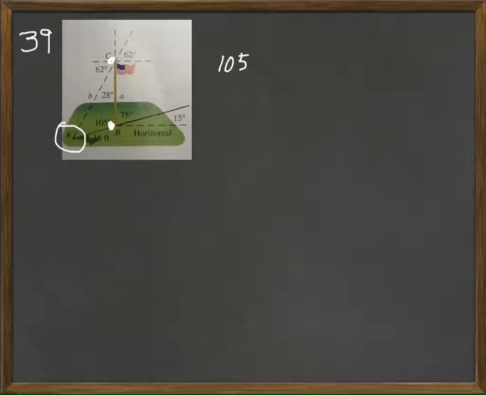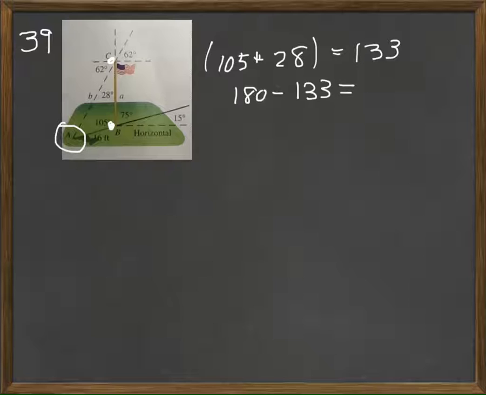So 105 plus 28. Add these together, and then you basically subtract that from 180. So that equals 133. You're going to say 180 minus 133, and that's going to give us 47 degrees. And that's pretty much it, apart from using the law of sines.